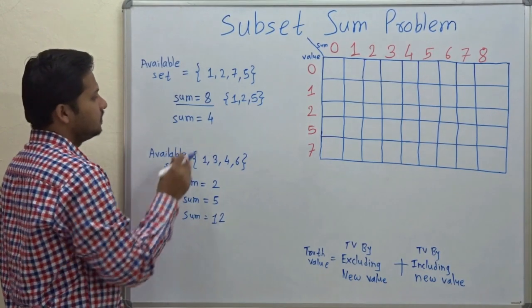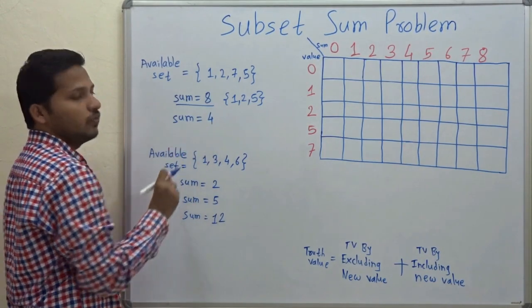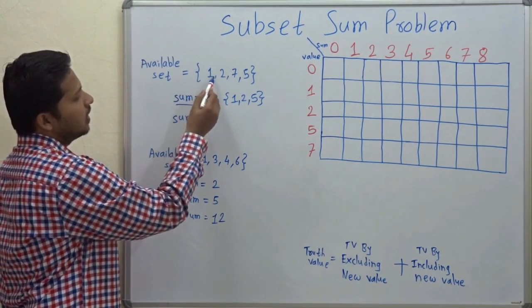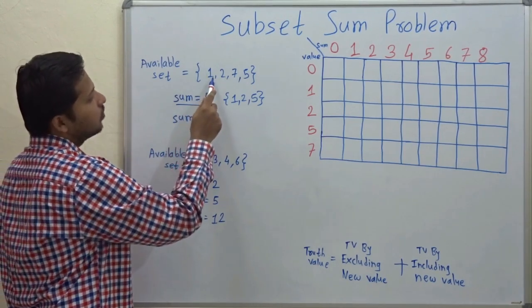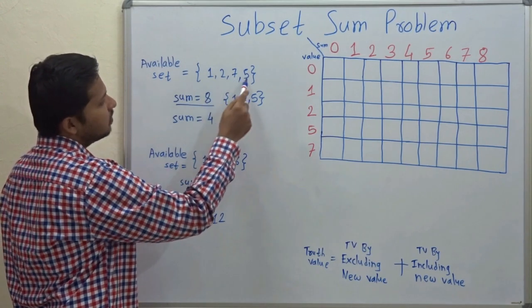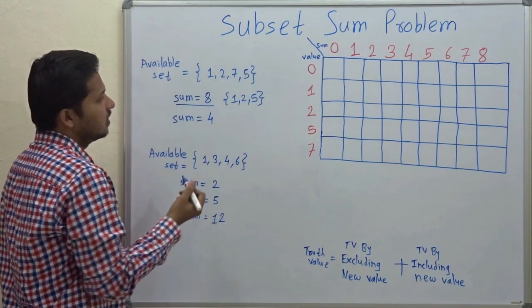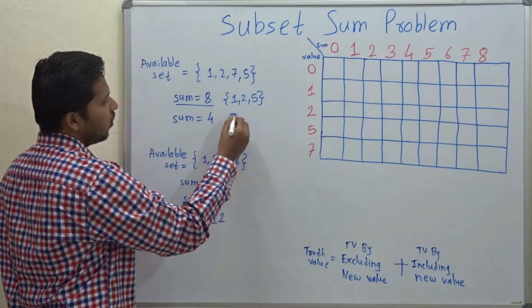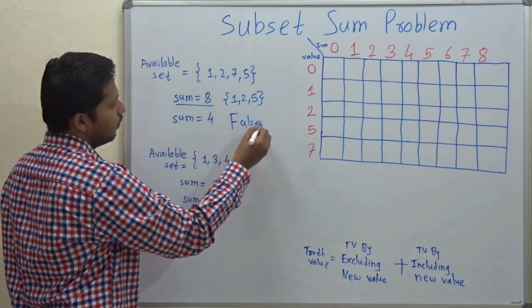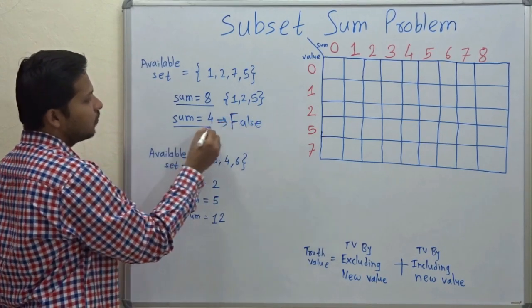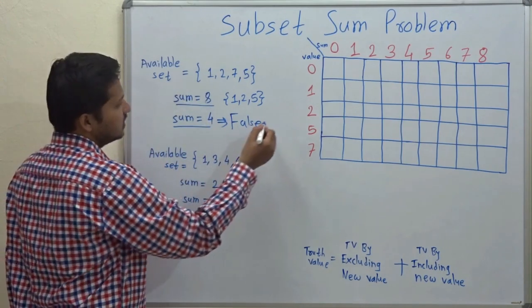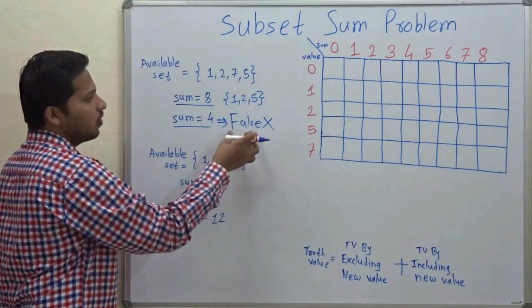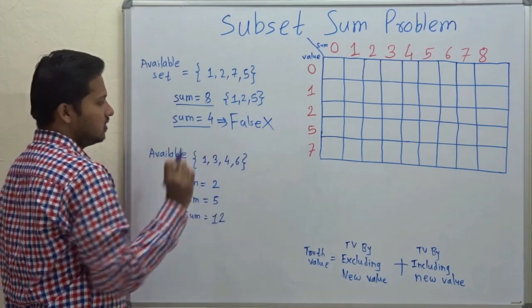Okay, now sum is equal to 4. See, 1 plus 2 is 3, so they don't form 4. So 1 plus 7 is 8, 1 plus 5 is 6. So we cannot form the sum 4. We cannot form the sum 4 from this available set. Means sum is equal to 4, that is false.